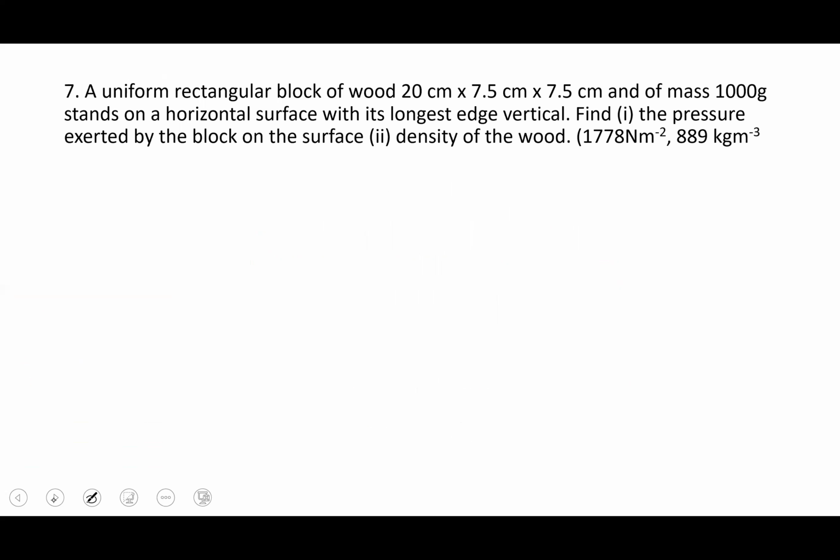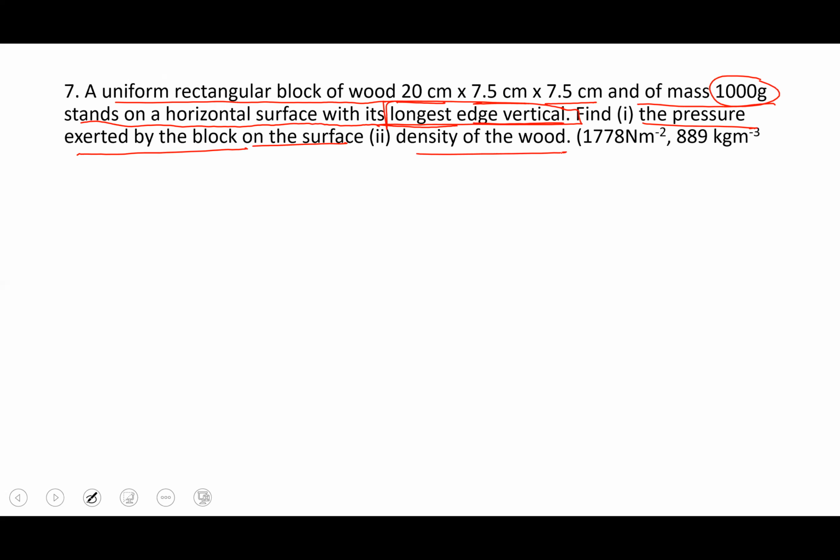Question number 7 says a uniform rectangular block of 20 centimeter, 7.5 centimeter, 7.5 centimeter, and a mass of 1000 grams stands on a horizontal surface with the longest edge vertical. Now this point is very important. Longest edge vertical. Find the pressure exerted by the block on the surface and the density of the wood.